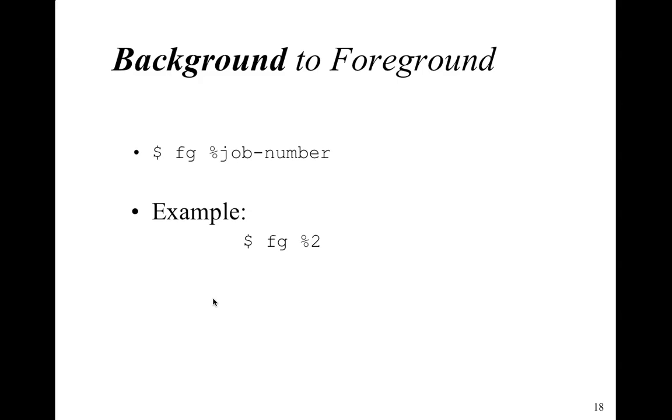We can say foreground, FG space the job number, which is why we want the job number. And then we could take something from the background and bring it to the foreground, because then we can see what's going on with it. If you're going to put it in the background, you're going to redirect the I/O so it doesn't go to the foreground.